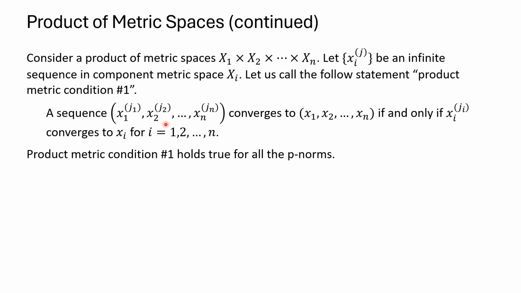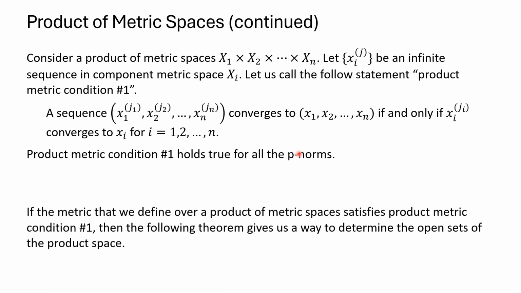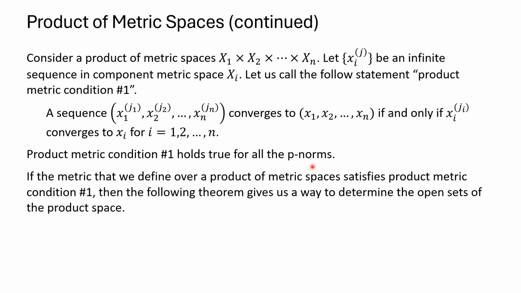Now it holds true for all the p norms that we defined in the previous slide. So that's the ones that we're kind of focusing on here. If the metric that we define over a product of metric spaces satisfies this condition, then the following theorem gives us a way to determine the open set. So that's on the next slide. So let's look at that.